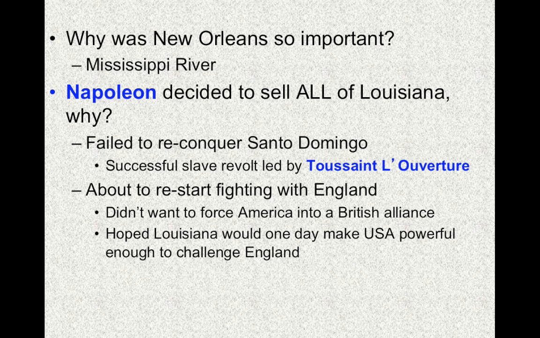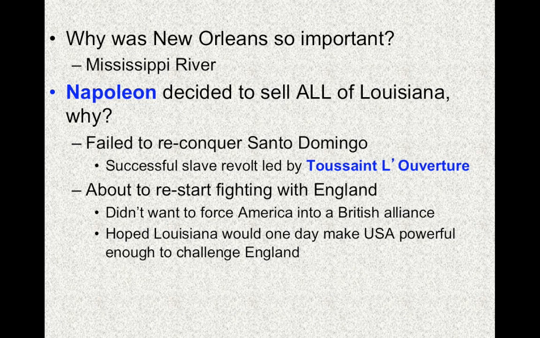Plus, he's about to restart a fight with England. Remember, that's one of the reasons he doesn't want us to end up having an alliance with Great Britain. And basically, he hoped that Louisiana would one day make the U.S. so powerful, if he sells it to us, that we would even join him or be able to challenge England's power and defeat England and weaken them.